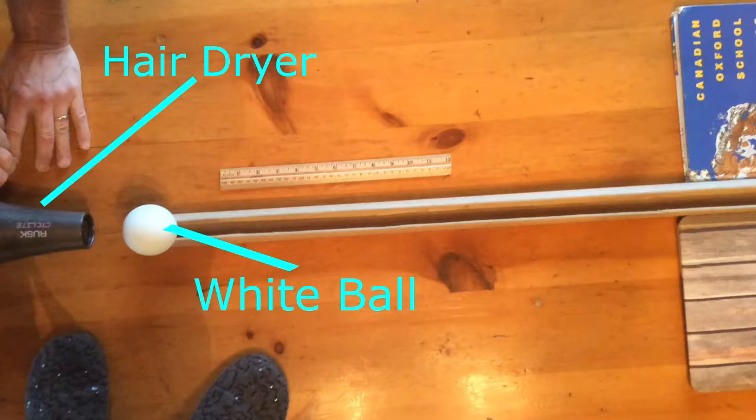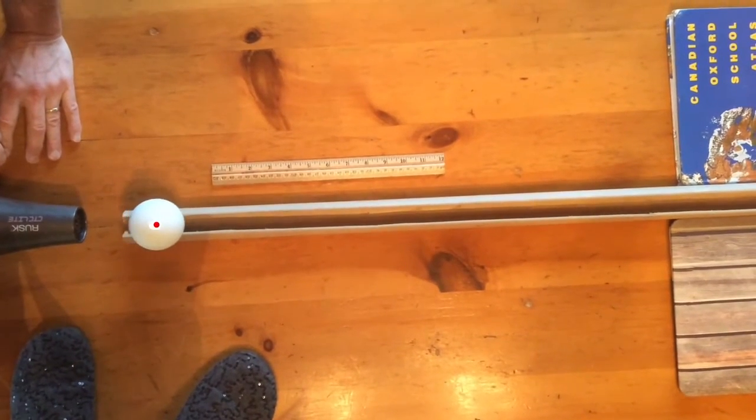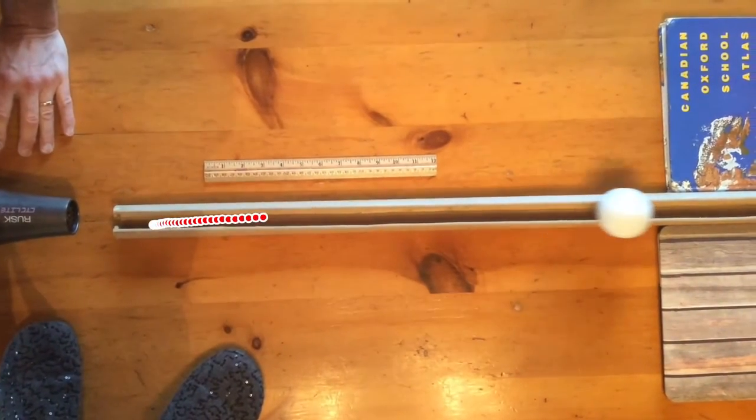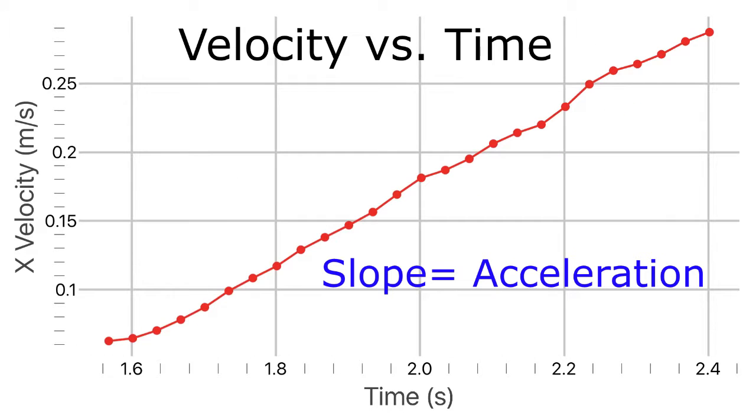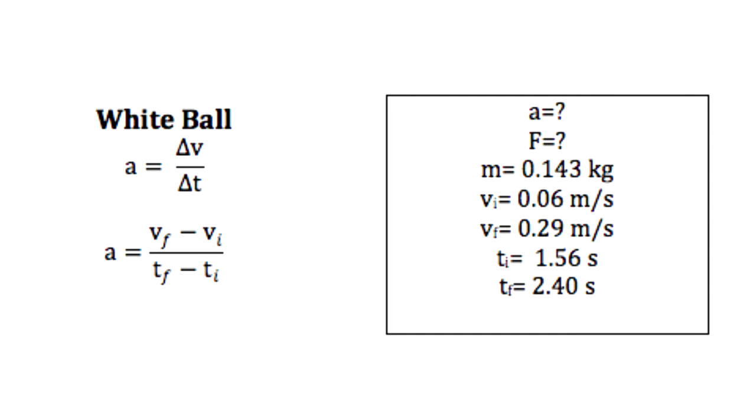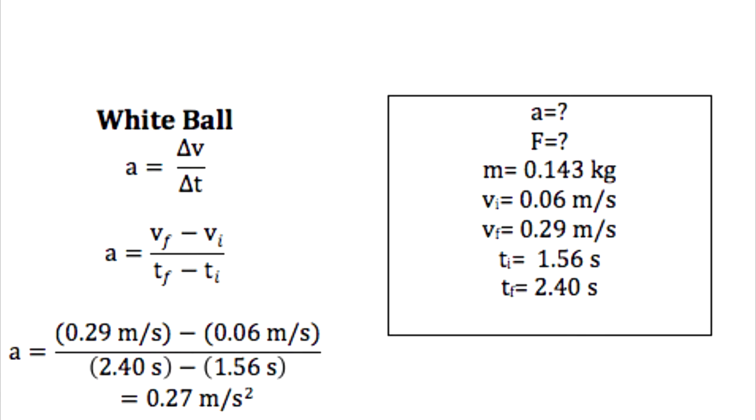Next, we will look at a ball that has slightly more mass. Again, the position versus time graph's curve illustrates that velocity is steadily increasing. In contrast, the nearly linear line in the velocity versus time graph illustrates the constant acceleration. Once again, we can calculate acceleration using this equation.